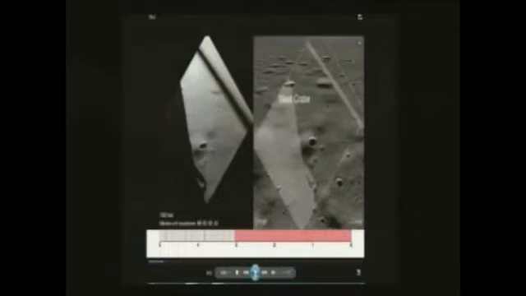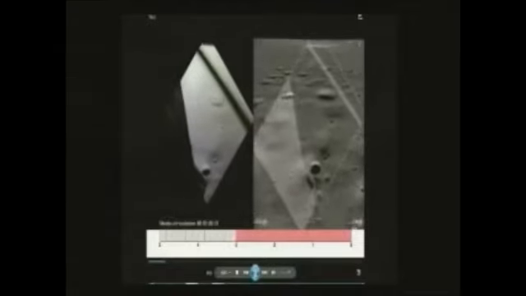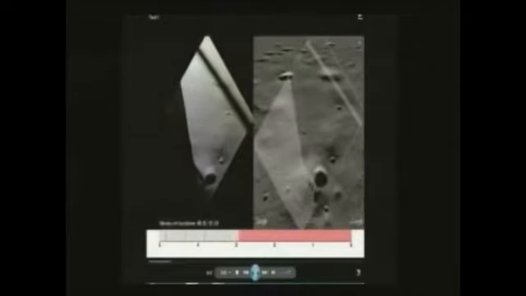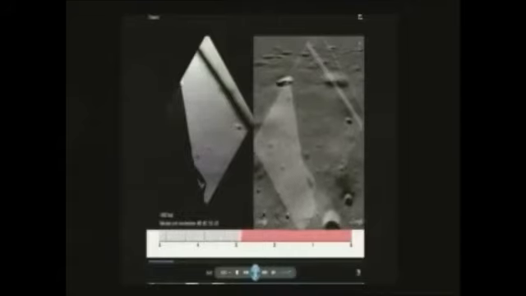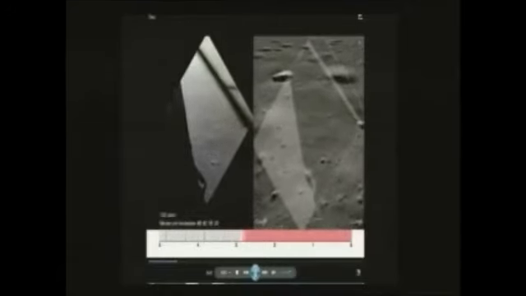Okay, so let's start the video. Here we go. You'll hear the sounds of my co-pilot giving me numbers, and you'll hear ground control at Houston responding to our actions. We're descending at a rate of about 3,000 feet a minute.